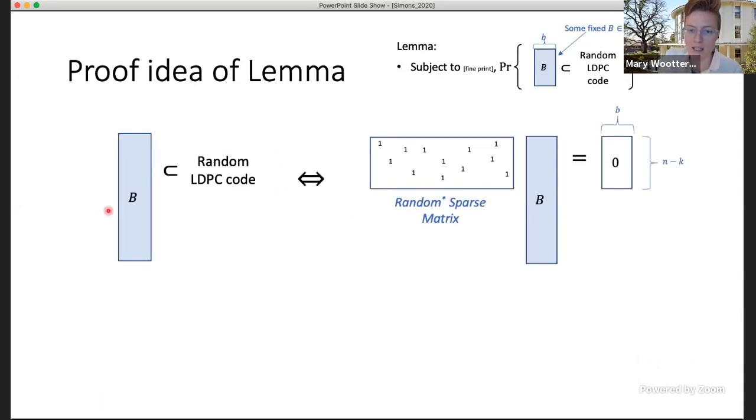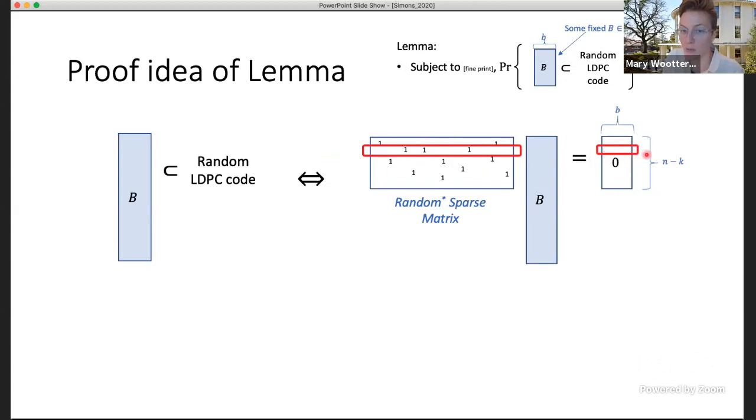The probability that a particular bad set B is contained in a random LDPC code is the same as the probability that B times this sparse random matrix is equal to 0, that all of these columns of B are contained in the kernel of this matrix, right? So here I'm viewing a bad set as a matrix, thinking of the columns of this matrix as the elements of my bad set. So all of these things being in the code is the same as when I multiply by this, called a parity check matrix, I'm going to get 0.